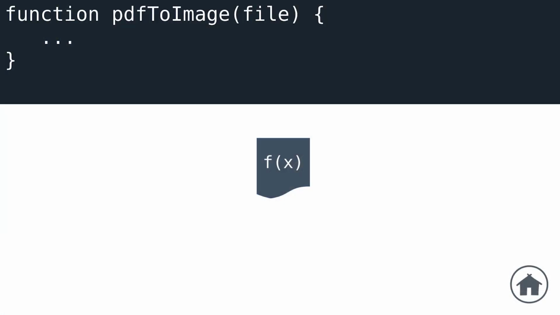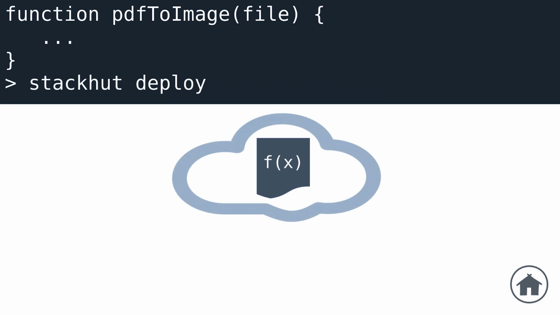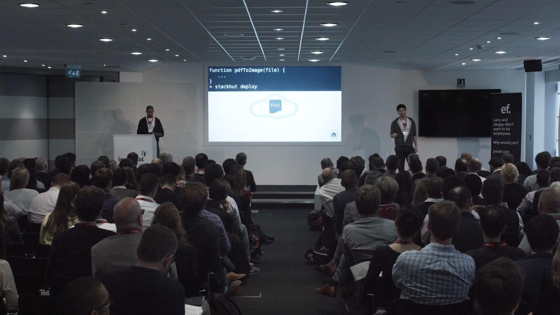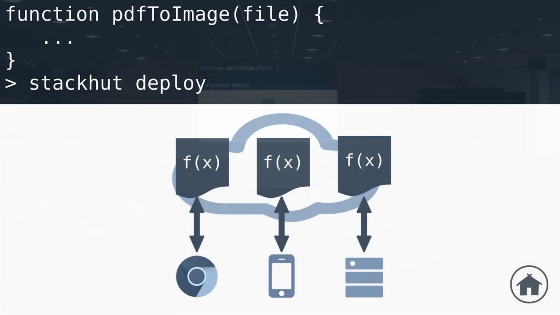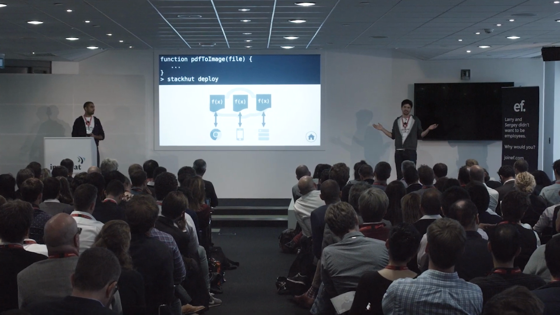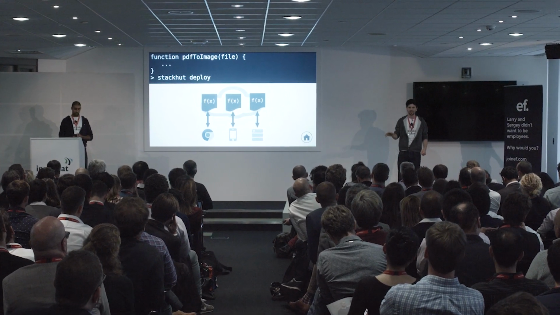Stackhut takes the process that I just described and turns it into the following. You write your functions like you normally would. You type stackhut deploy, and you're done. Your function is launched onto the Stackhut platform and can now be called anywhere, in any language, at any scale. And as a developer, you can now focus on writing business logic instead of writing server logic.